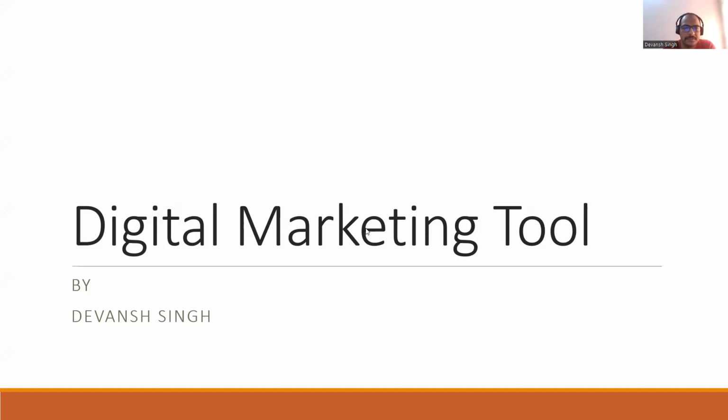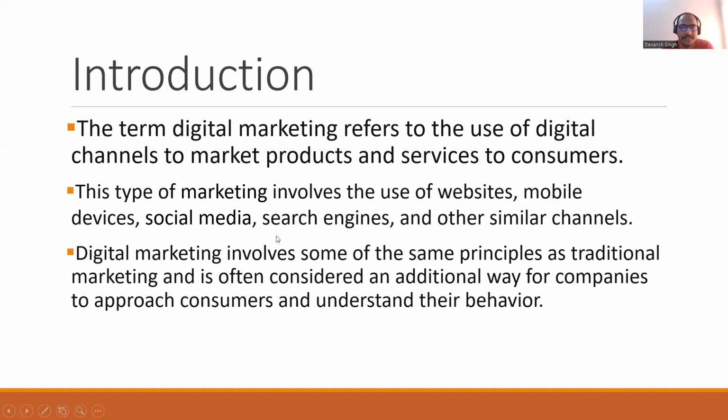So, first of all, we need to understand what a digital marketing tool is before building it. The term digital marketing refers to the use of digital channels to market products and services to the consumer. This type of marketing involves the use of websites, mobile devices, social media, search engines, and other similar channels. Digital marketing involves some of the same principles as traditional marketing, and it is often considered an additional way for companies to approach consumers and understand their behavior.